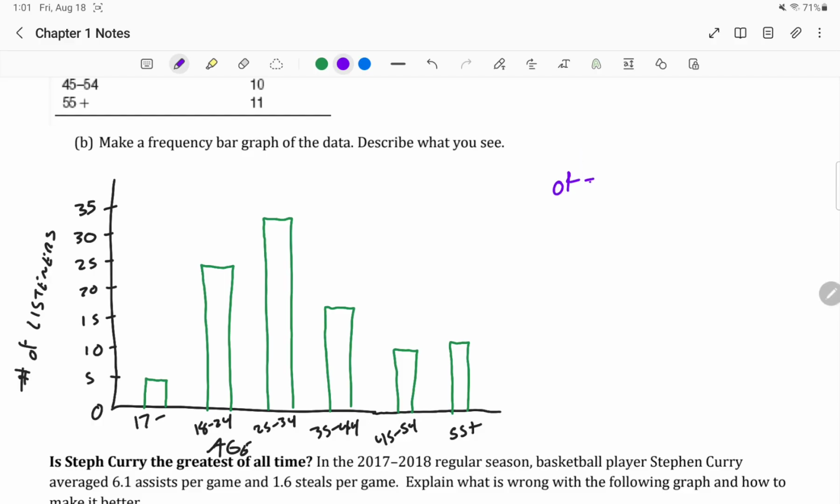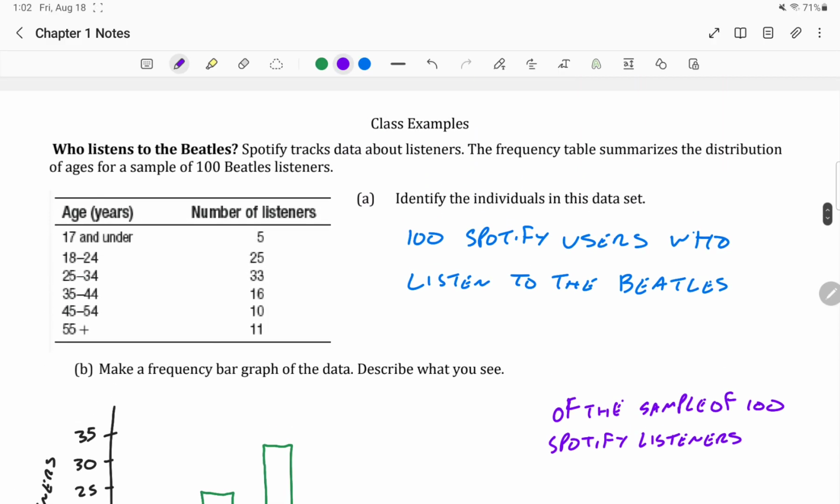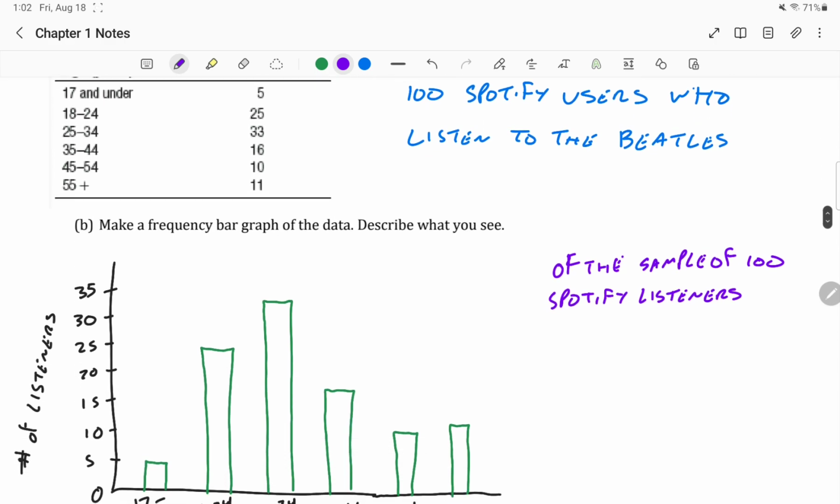So of the sample of 100 Spotify listeners. So there's my context. Let's be a little more specific. Beatle listeners, right? Spotify, let's shorten this. Users, sorry. This is why we use pencil. Users who listen to the Beatles. Let's be super specific about our context.